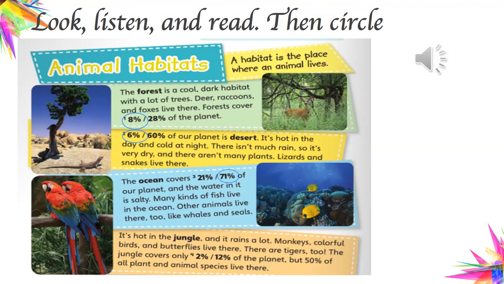Yes, it's 71. And the last habitat is hot in the jungle, and it rains a lot. Monkeys, colorful birds, and butterflies live there. There are tigers too. The jungle covers only 2 or 12% of the planet, but 50% of the overall planet and animal species live there. So, 2 or 12? Yes, in this case it is 2. Excellent, guys. So, these are the habitats in which animals live.